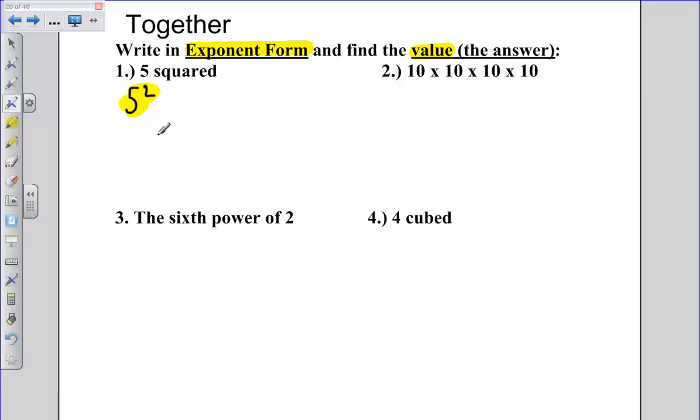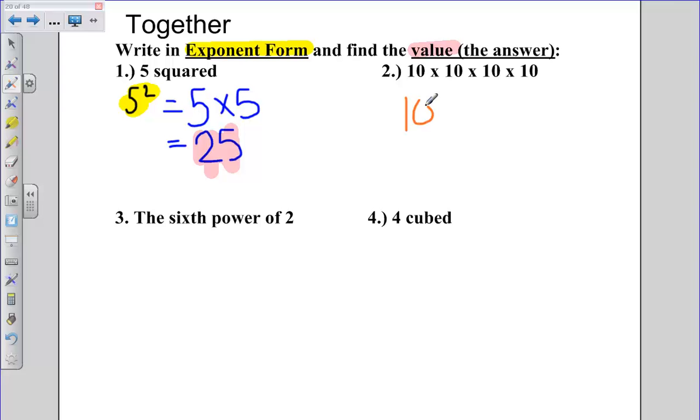Now to find the value of this, I'm going to take my base and multiply it by itself the number of times my exponent says. So I'm going to have 5 times 5. 5 times 5 equals 25. So the value of 5 squared is 25. Let's take a look at our next one.